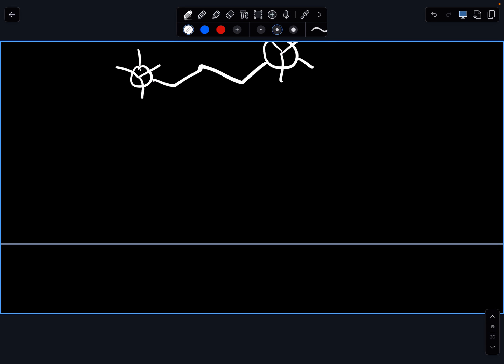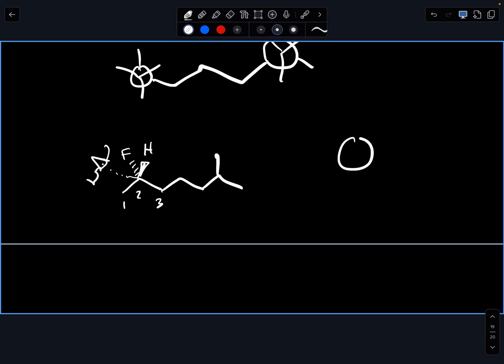So yeah, if you have something like this, say, and you have 1, 2, 3, and we say you're looking down the 2, 3 bond. So what that means is your eyeball is right here, and you're looking down the 2, 3 bond. That means carbon 3 is the behind carbon. Behind is a big circle. The front carbon is carbon 2.